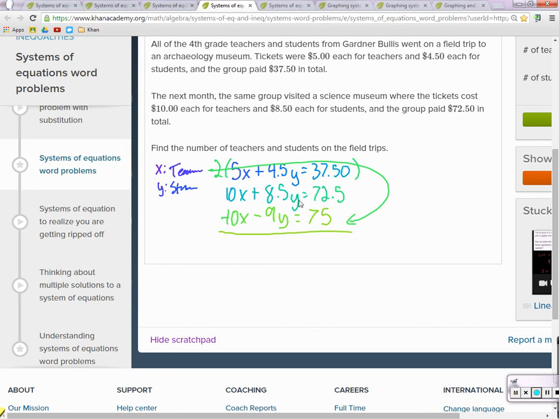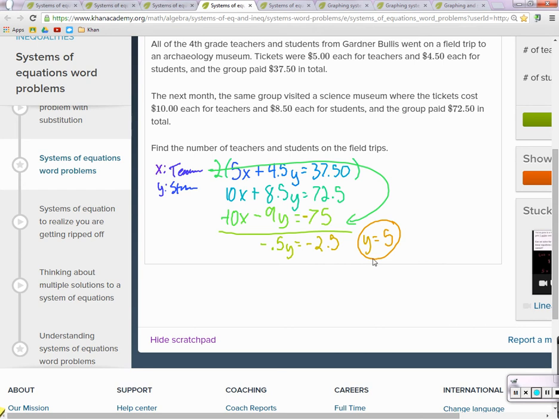All right, 8.5y, obviously 10x minus 10x is 0. 8.5y minus 9y is negative 0.5y equals 72.5 minus 75 on the other side. So 72.5 minus 75 is negative 2.5. Right, so we divide both sides by negative 0.5, which is the same as multiplying both sides by negative 2. So y equals 5. What does that mean?